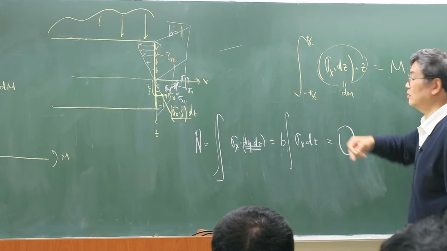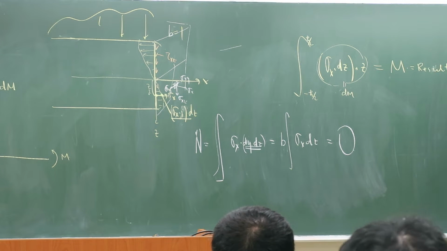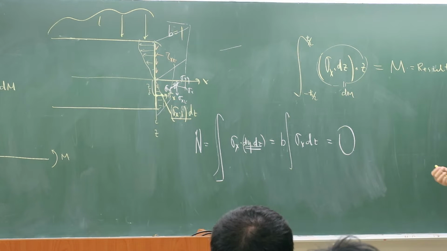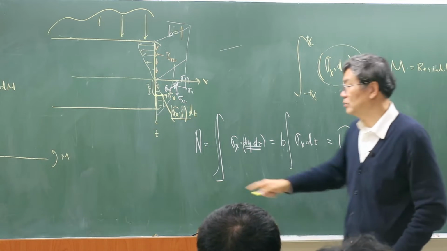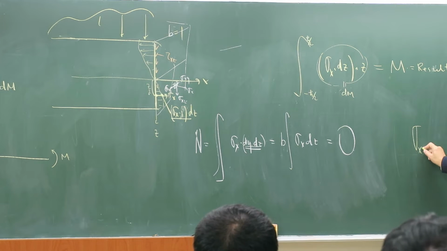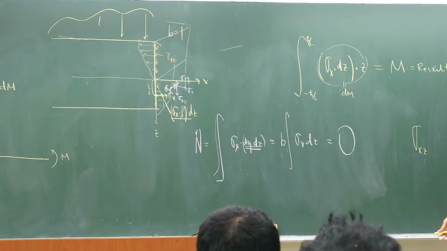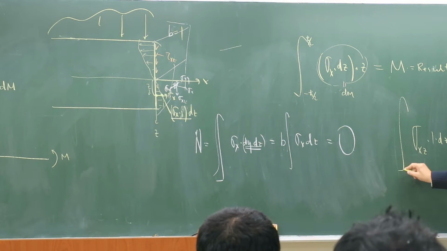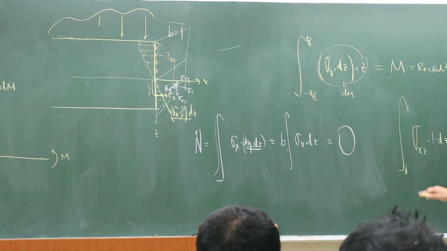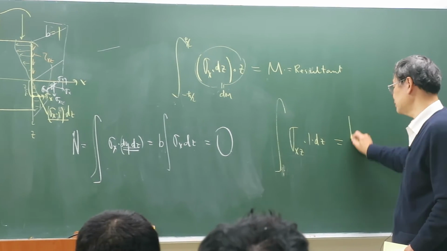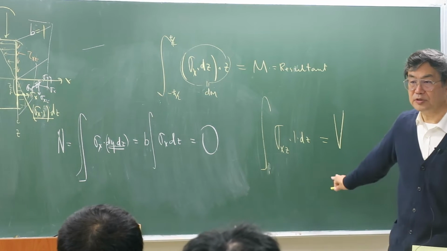So m is a dm integration, right? Small moment, and we integrate over the whole cross section, the contribution of all the normal stress. Then we get the total resultant moment. And the shear stress sigma xz times thickness 1 and times dz, right? We integrate over the whole cross section, whole thickness. This is equal to the resultant shear force.